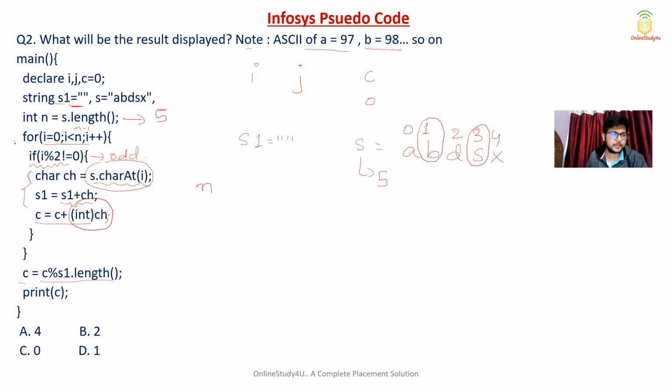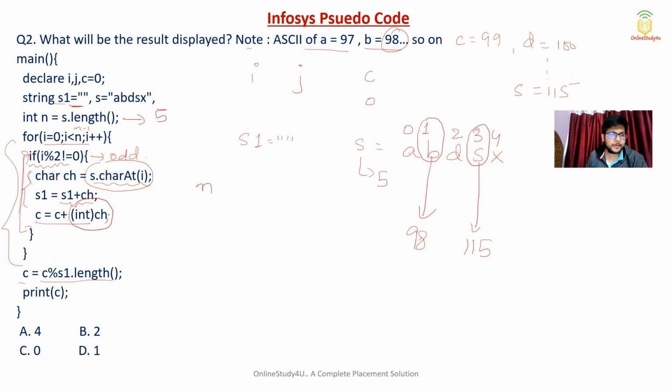Let's first do this loop. We come inside the if, with these 2 operations, only when the index is odd. So in the case of B and S, what is the ASCII of B? It is 98. And what is the ASCII of S? It is 115, because if A is 97, B is 98, C will be 99, D will be 100, and so on. If we compute like this, S will come to 115.